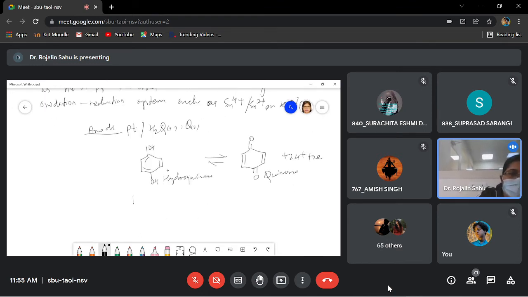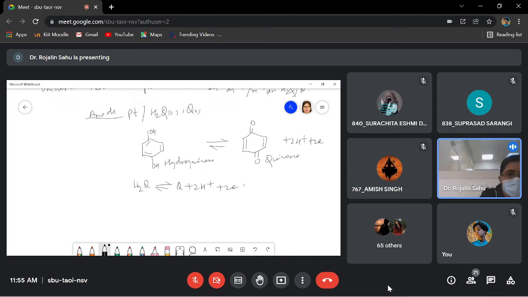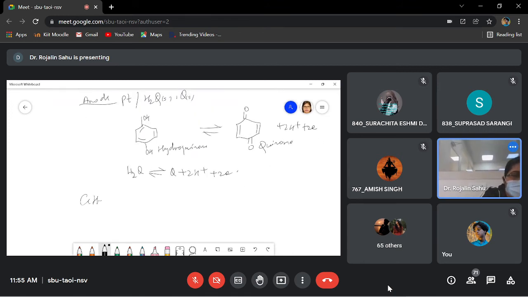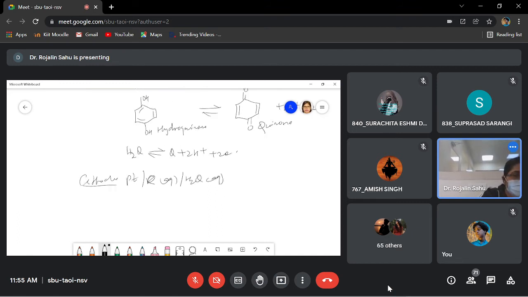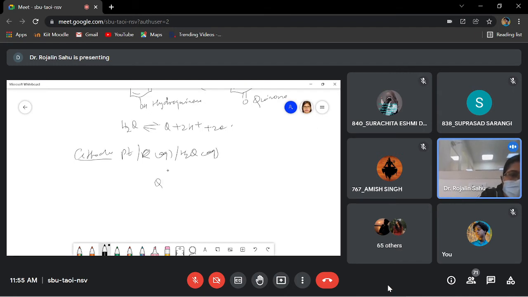So we can also write like this. At cathode, just the opposite way we have to write: Pt, Q aqueous, H2Q aqueous. It will be Q plus 2H+ plus 2 electrons.